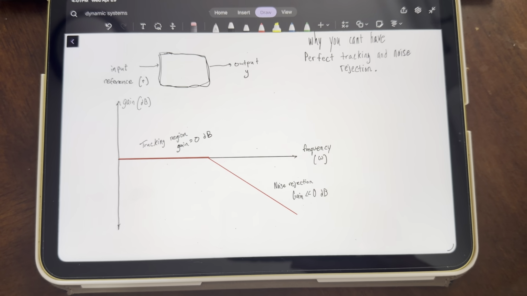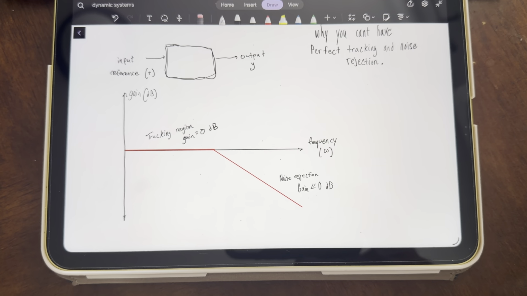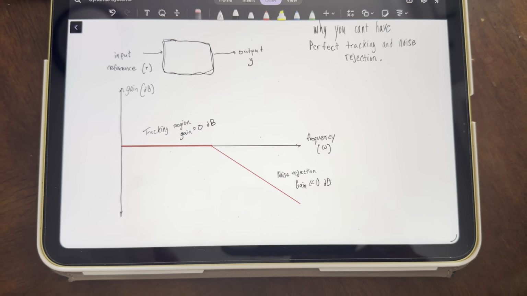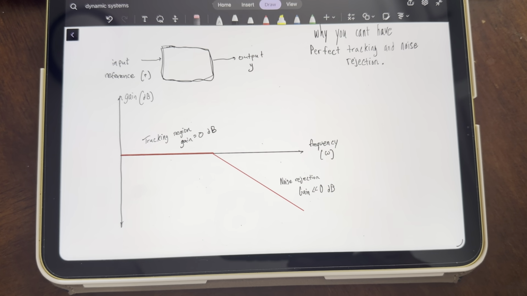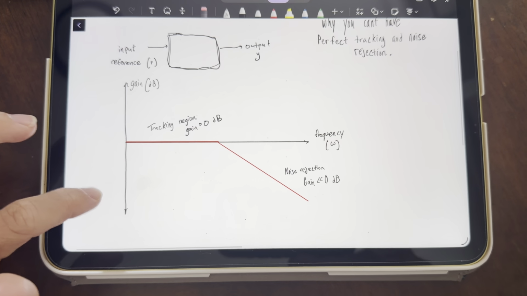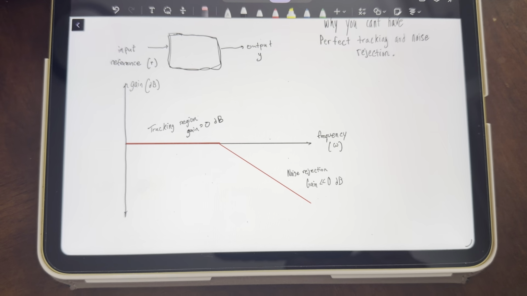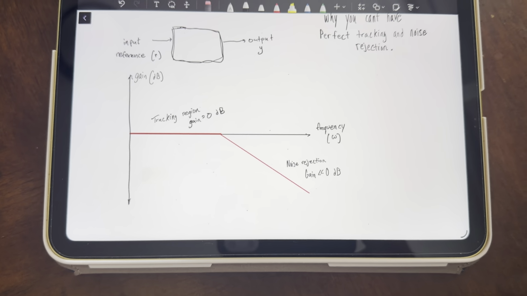The problem is that the goals conflict with each other, so good tracking requires high gain and good noise rejection requires low gain. So instead of trying to achieve both perfectly, we can design a system so that the low frequency signals pass through and the high frequency signals are reduced. And the trade-off that I just mentioned is a pretty key idea in control systems design, and why this Bode plot is really important.